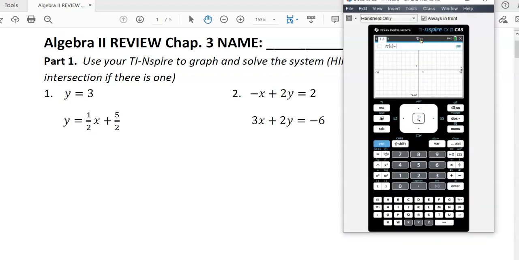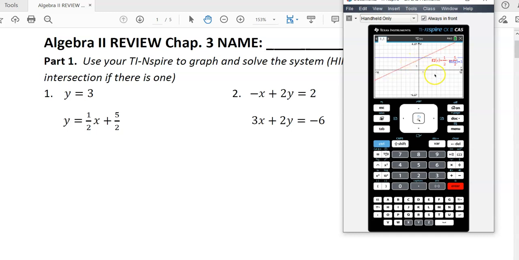Okay, so to start this, we're going to use our TI-Nspire. So go to graph page. First equation is y equals 3, or f of x equals 3. Press enter, hit tab, hit control divide to type a fraction, 1/2 x plus control divide 5/2.